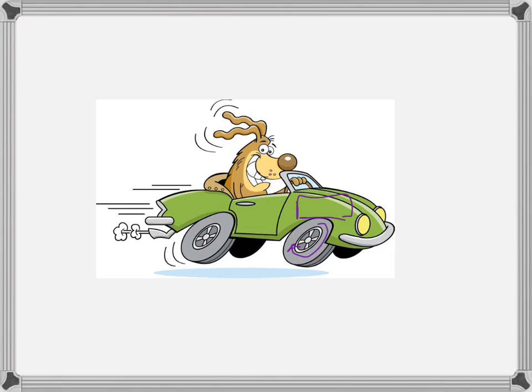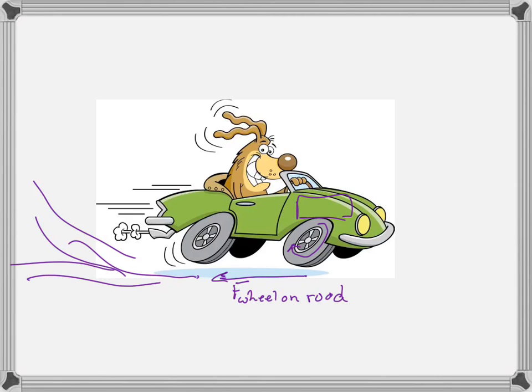What those wheels are doing is they are pushing this way on the road. F, wheel on road. So this is not a force on the wheel. This is the force on the road. The wheels are pushing backwards on the road, so they're spinning in a direction so that they're pushing as if the road moved. Just like if you're on a gravel road, what happens? The gravel spits out the back. You're pushing the road backwards.